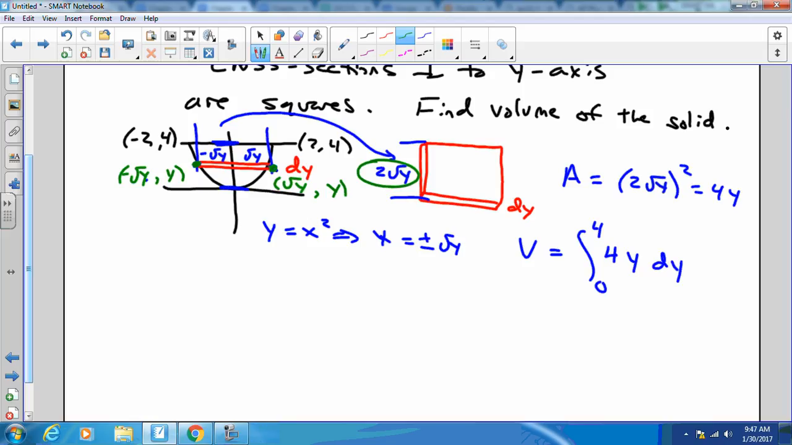Another way that you can do it to check yourself is to observe that there is symmetry in this problem, symmetry about the y-axis, so that if this distance is root y, then the whole distance must be 2 root y.